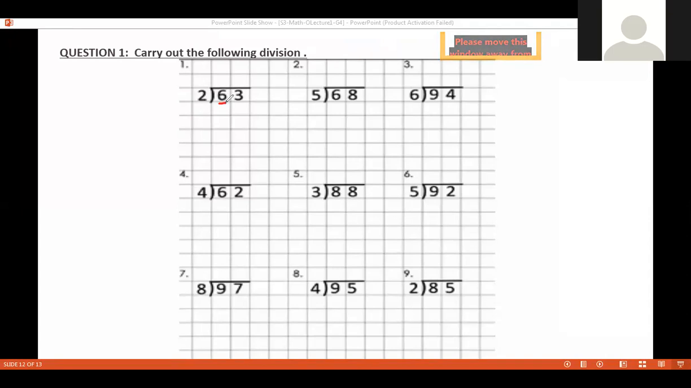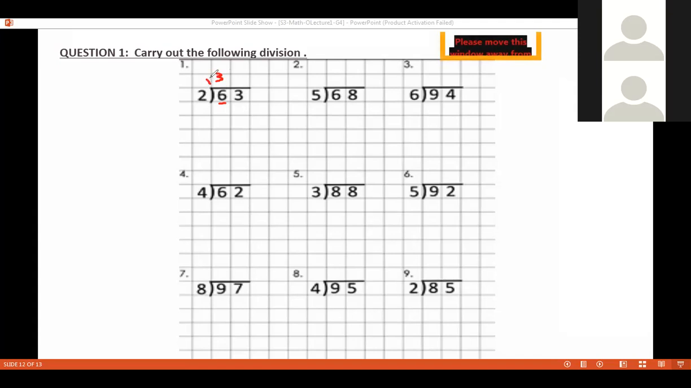Divide, very good. What's 6 divided by 2? 3. So I put the 3 at the top. Now what's the second step? Multiply. Excellent. So now I'm going to multiply. What's 2 times 3? 6. Where do I put the 6? Under the 6. Excellent. So we put the 6 under the 6.